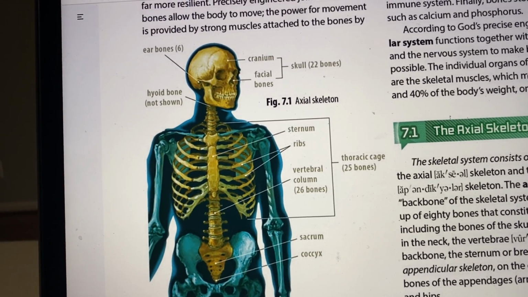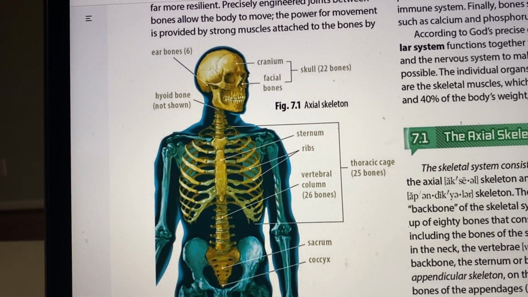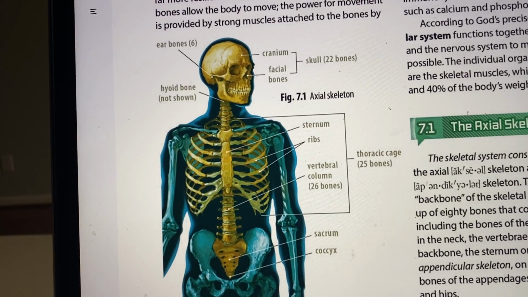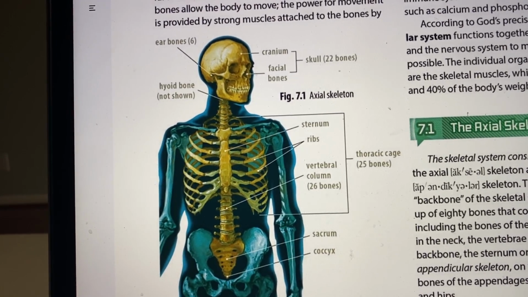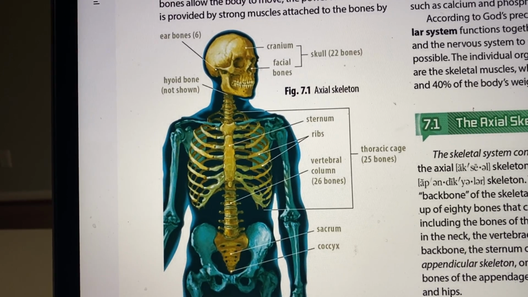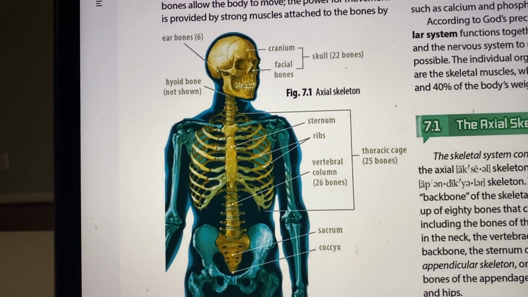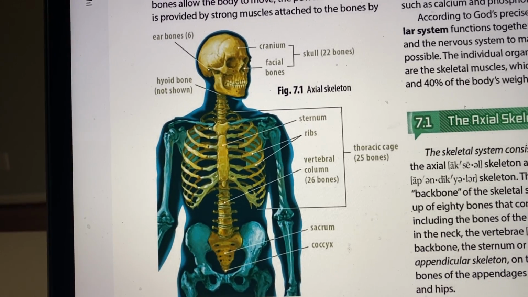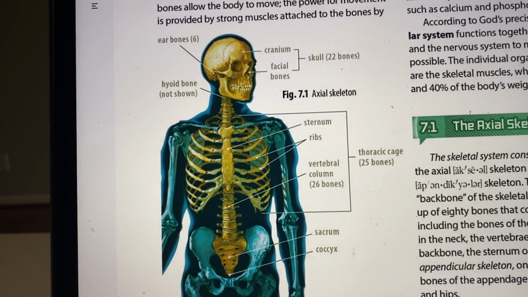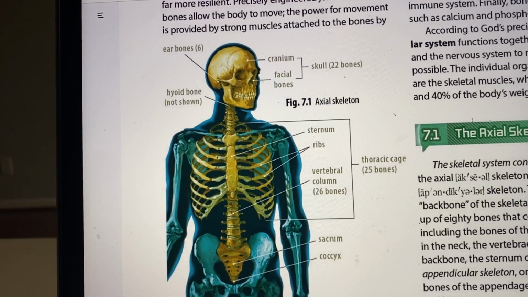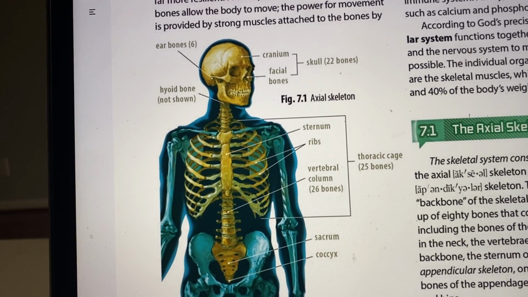So let's talk about the skeletal system. There are 2 parts of it: one part is called the axial, and the other is called the appendicular. Axial, just think of the axis, the center axis. And appendicular, you think of appendages. What are our appendages? Of course, our arms and legs. So we have the axial and the appendicular, 2 different parts of our skeletal system.